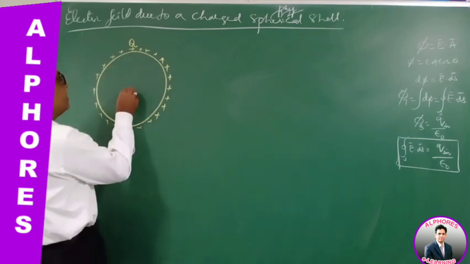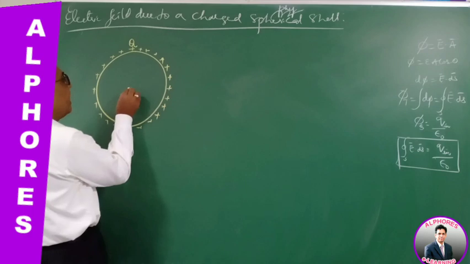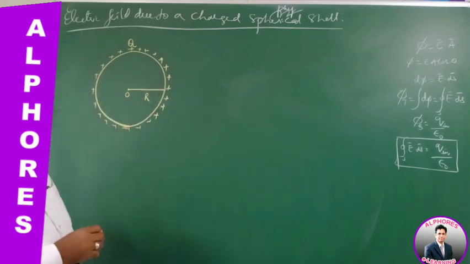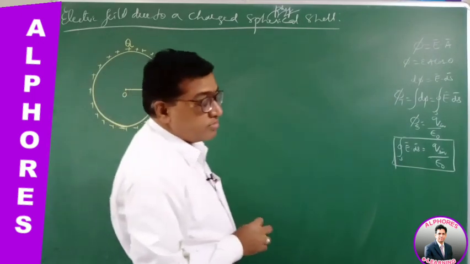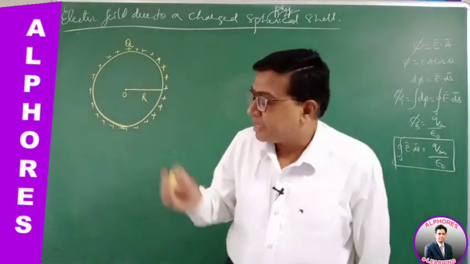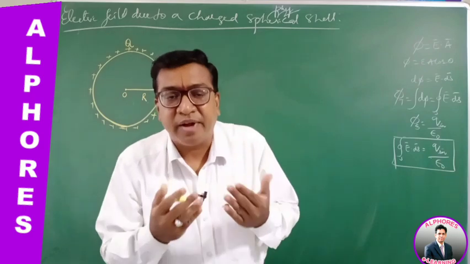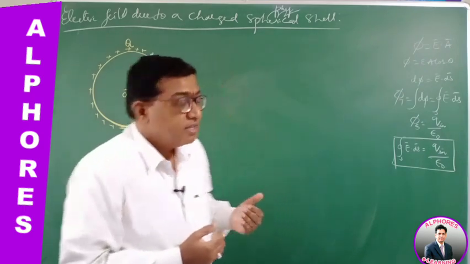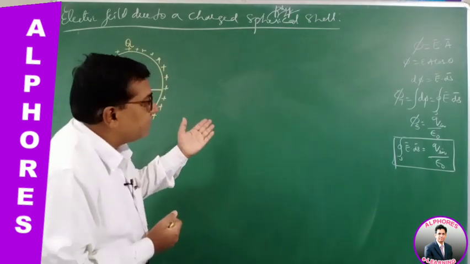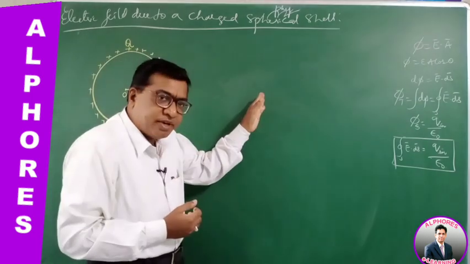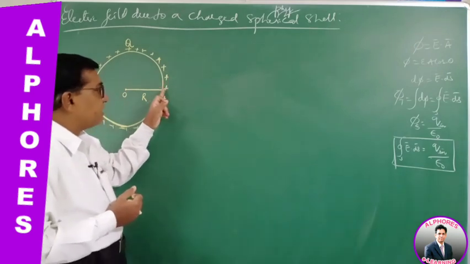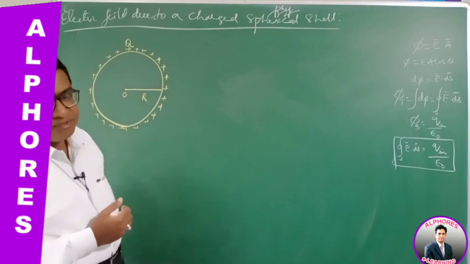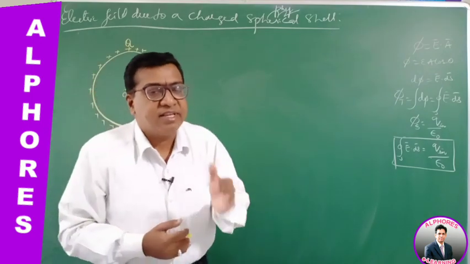Let the center of the sphere be O and the radius of the sphere be capital R. Now if we are asked to find the electric field at various different points, we have to find the electric field at a point outside the sphere, or he may ask you to find the electric field intensity on the surface of the sphere or at an inside point of the sphere. So we will take up all three cases separately.